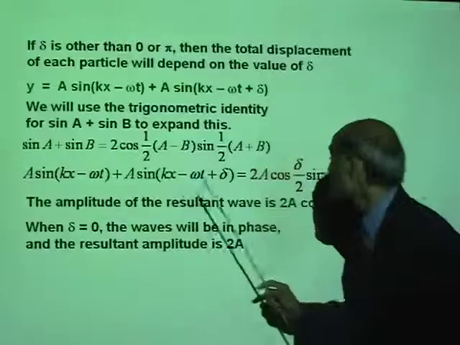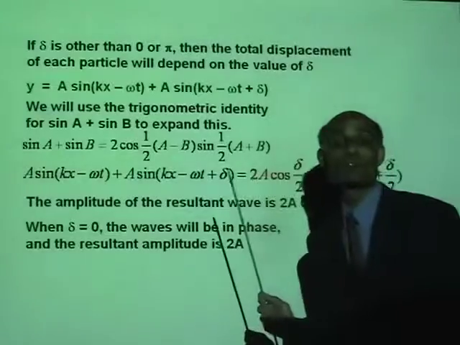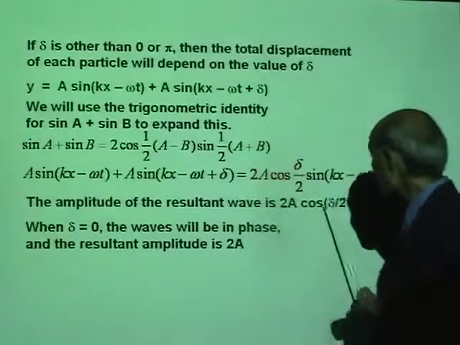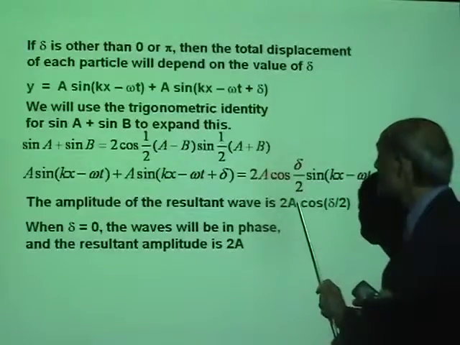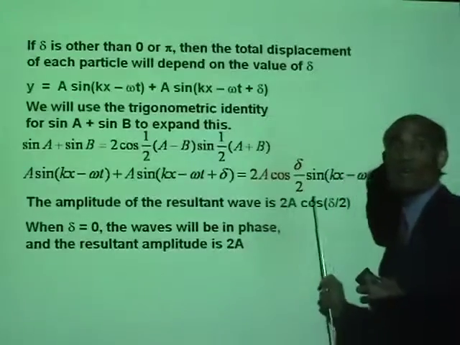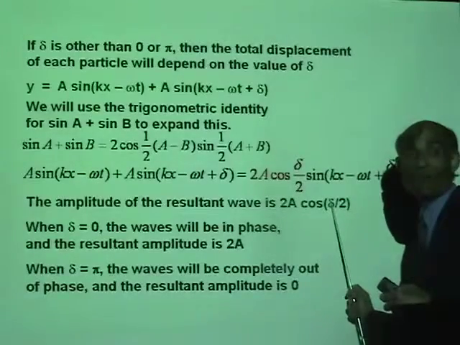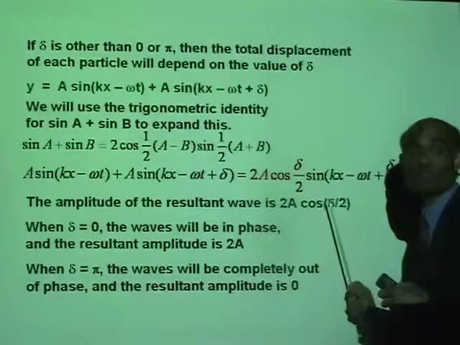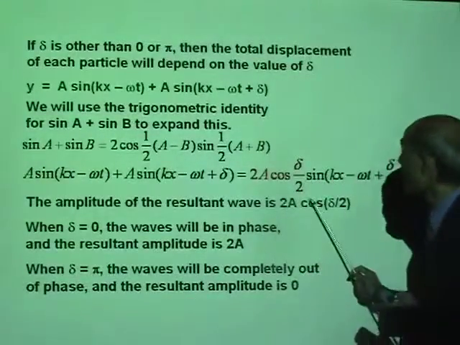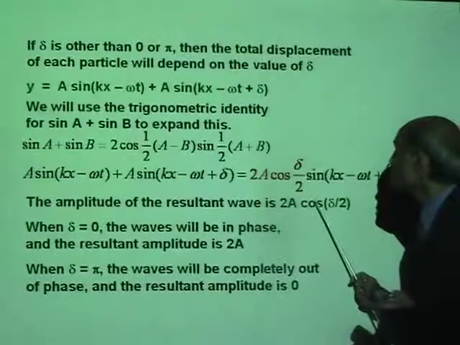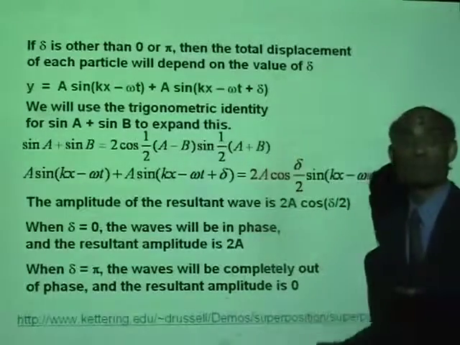When delta equal to 0, look at that. When delta equal to 0, what is cos of 0? Cos of 0 is 1. So when delta equal to 0, the two waves are in phase, then the resultant amplitude will be 2a. When delta equal to pi, what is cos of pi by 2? Cos of pi by 2 is 0. Therefore, when delta equal to pi, the resultant amplitude will be 2a times 0, because cos pi by 2 is 0. That will be 0. Alright.